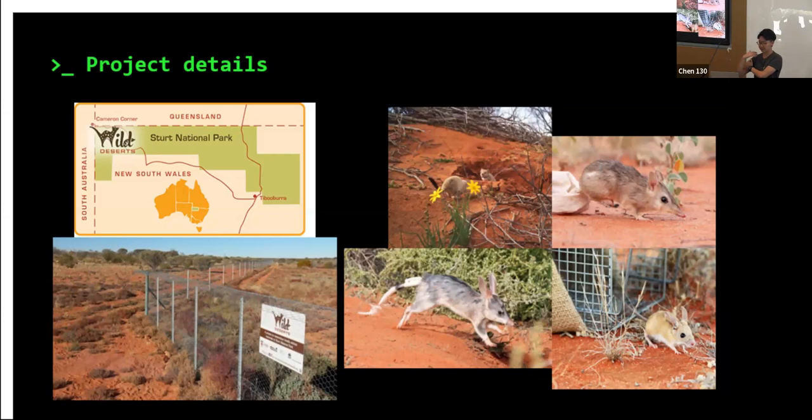Wild Deserts is basically a project where we've been working on introducing some locally extinct mammals back into the ecosystems. So far we've got around 14 classes of mammals in the camera trap data set, most of them small mammals. So hopping mouse, bilbies, bandicoots, and some mulgaras as well. And in the data set, there's around 15,000 images.